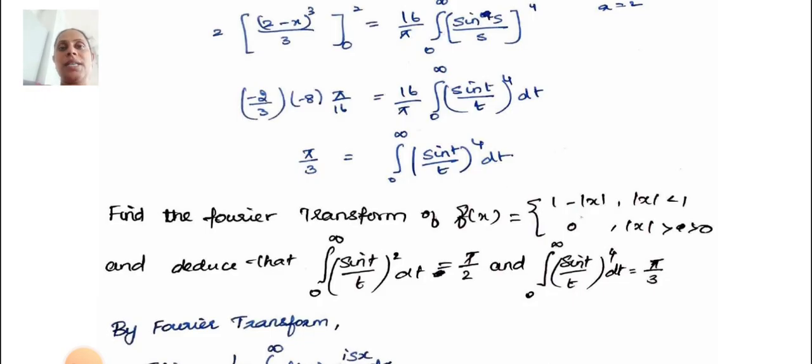Okay, so instead of a, we see the next problem, a minus mod x. So instead of a, here 1 minus mod x, and 0 otherwise. So here also similarly we replace a equal to 1, and we get the two deduction parts.